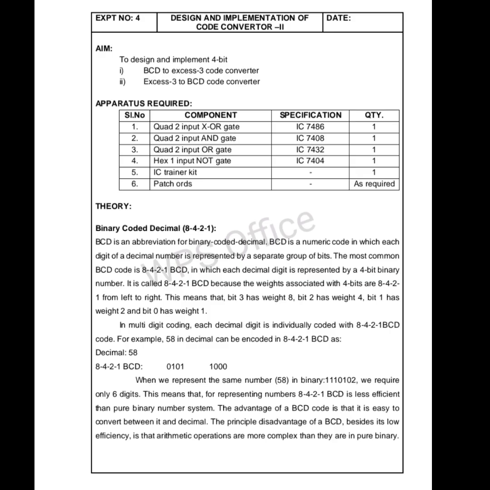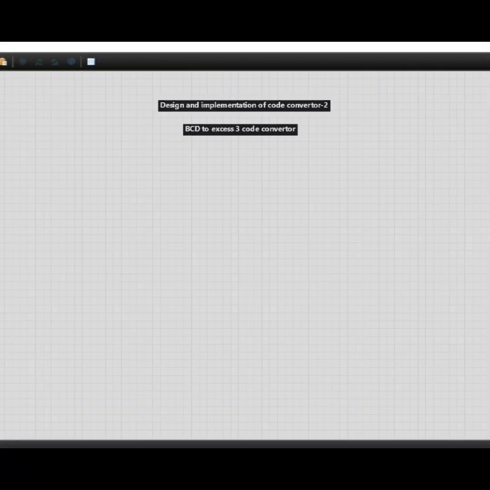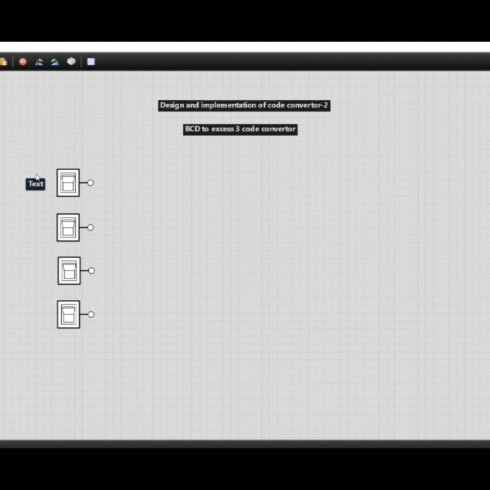Let's move on to the fourth experiment. The fourth experiment is design and implementation of code converter 2. In this, we are going to see about BCD to XS3 code converter. For this, you need 4 inputs B3, B2, B1, and B0.